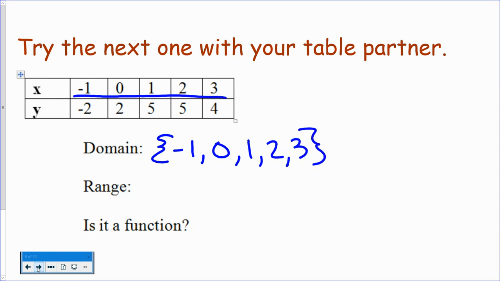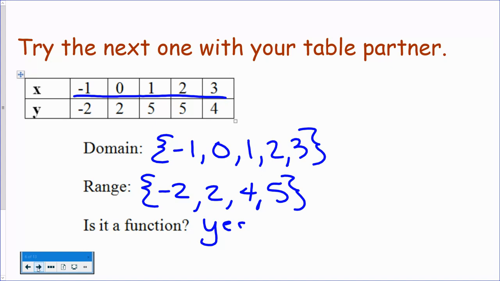Okay, the range, all of my y values in order from least to greatest, so -2, 2, 4, and 5. 5 is listed twice. You do not need to include it twice in your range. This is every different number of my range. Would this be a function? Yes. There are no repeated x values. There's a repeated y value, that can still be a function.